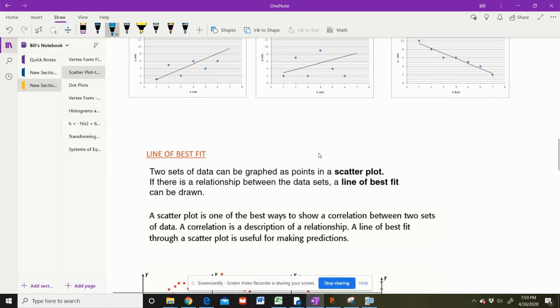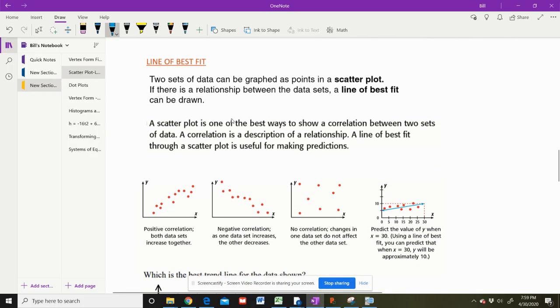All right, so for line of best fit, two sets of data can be graphed as points in a scatter plot, just like we've been doing. If there is a relationship between the data sets, a line of best fit can be drawn. So a scatter plot is one of the best ways to show a correlation between two sets of data. A correlation is a description of a relationship. A line of best fit through a scatter plot is useful for making predictions.